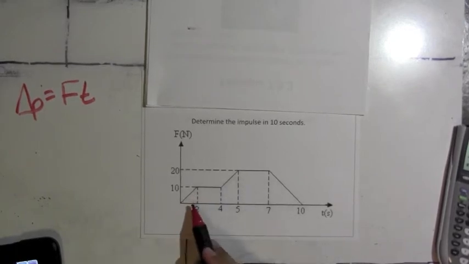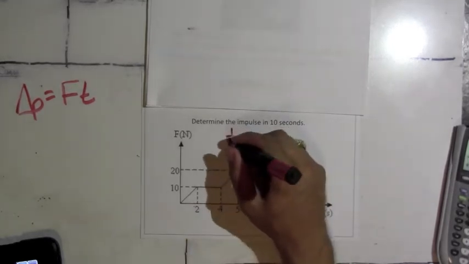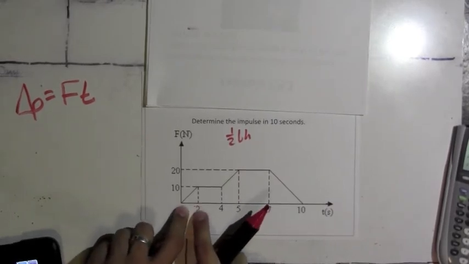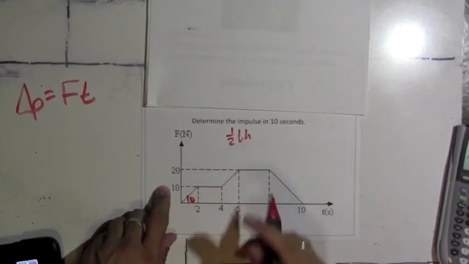So what I do is I have a triangle right here to begin with. To find the area of a triangle, remember, a triangle is 1/2 base times height. So what I have is 1/2 the base would be 2, so 1/2 of that is 1. 1 times 10 would be 10.